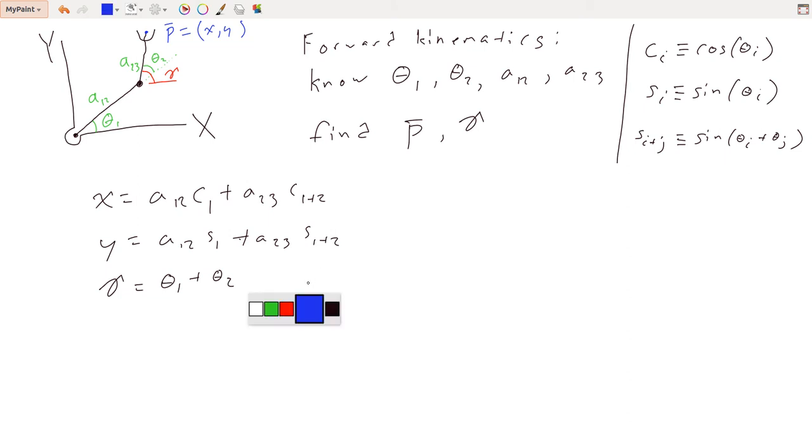So we've now solved the forward kinematics for what's called a 2R serial manipulator. And the R means revolute joint. So this is a serial manipulator that has two revolute joints.